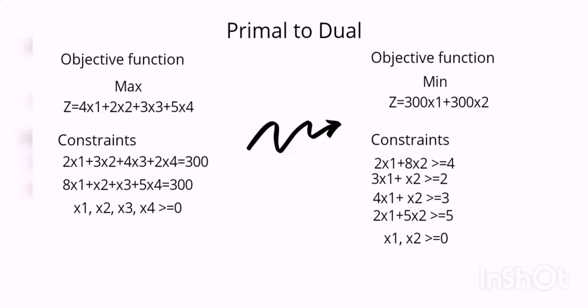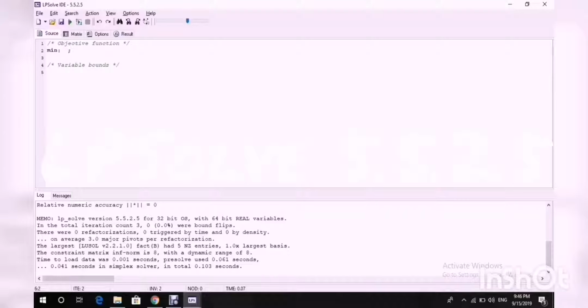First, you have to change the primary objective function and constraints to the dual objective function and constraints. The application that we use to solve this problem is LPSolve IDE 5.5.2.5. The objective function is minimum z equal to 300x1 plus 300x2. The first constraint is 2x1 plus 8x2 greater than or equal to 4.